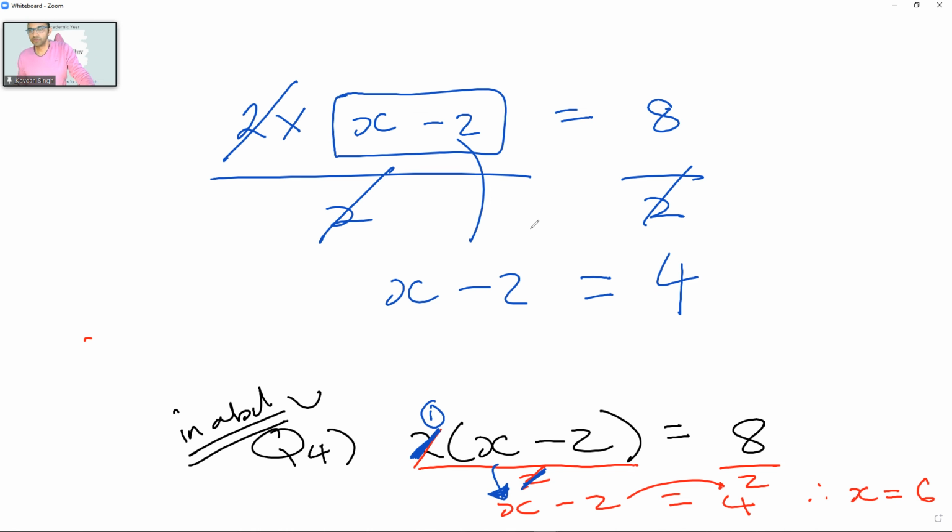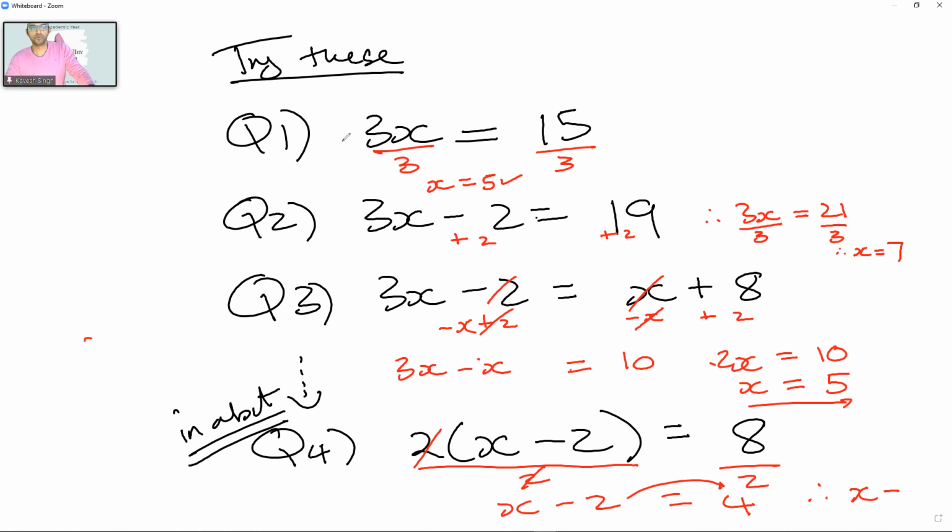All right, let's do a few of these. I'll show you a quick round of a few of these. So is it always going to be divide? If it's multiply, yes. So for these ones definitely.